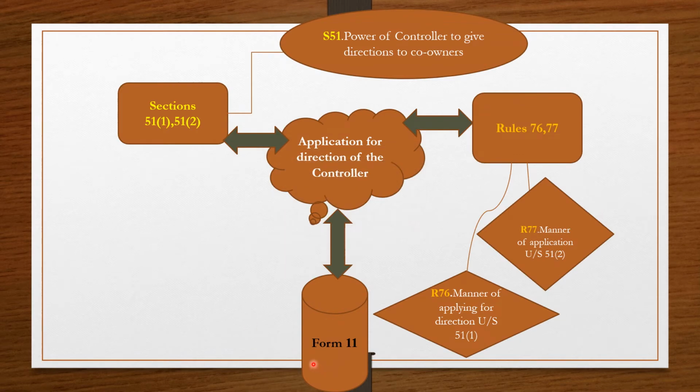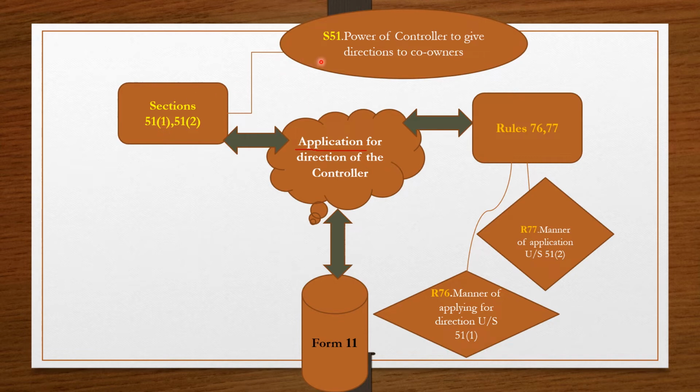Now see form number 11, whose title is application for direction of the controller. Okay friends, now you can very well conclude why I was giving so much emphasis on this particular word application in the previous slide. Fine. And here the relevant sections are section 51 subsection 1 and section 51 subsection 2. Okay, and the relevant rules are rule number 76 and rule number 77. And we will go for the titles here.